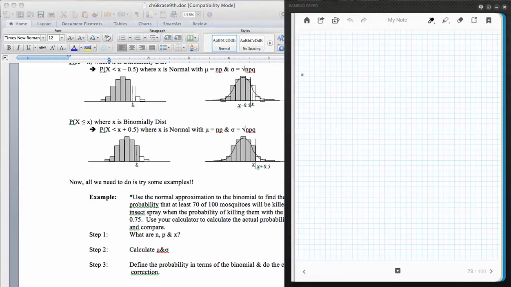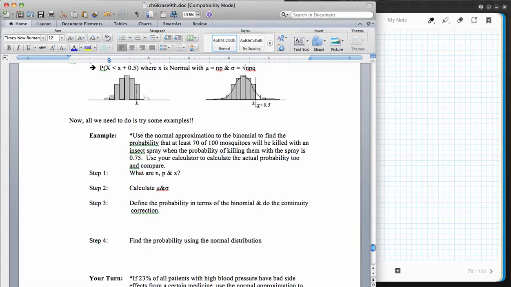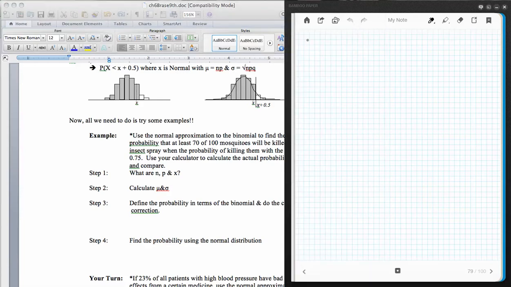All right, so now we're going to talk about the normal approximation to the binomial in an actual example. We're going to use the normal approximation to the binomial to find the probability that at least 70 out of 100 mosquitoes will be killed with an insect spray when the probability of killing them with the spray is 75%. And we're going to use our calculator to calculate the actual probability and then compare it, as well as calculating the normal approximation. So the first thing that we want to do is write the probability that we're being asked to give.